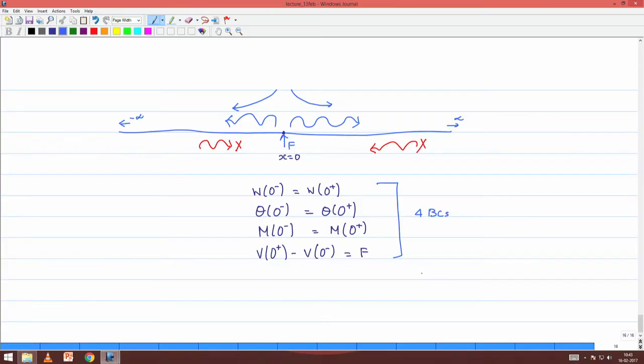So, in case you are interested to look at this derivation, you can look at DJ Mead's book on passive vibration control. This full derivation is given. This book is called Passive Vibration Control by DJ Mead.